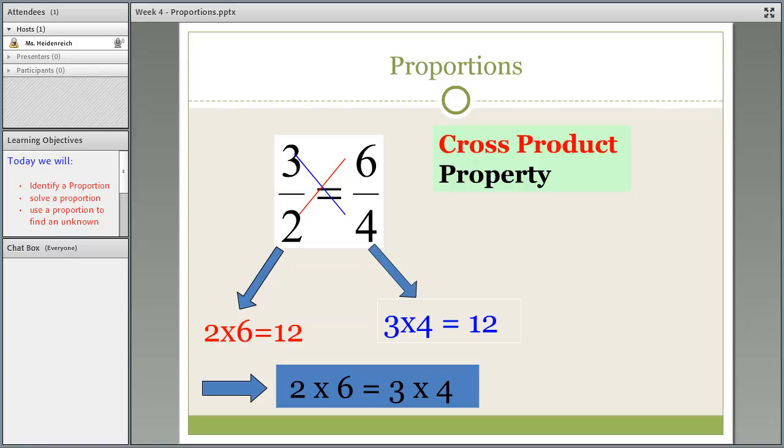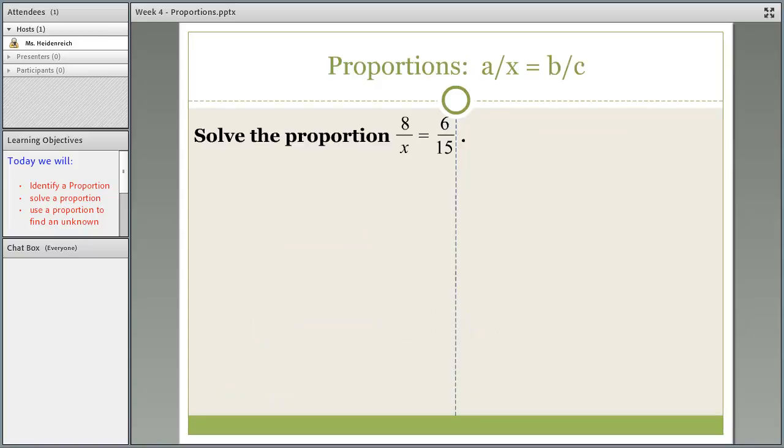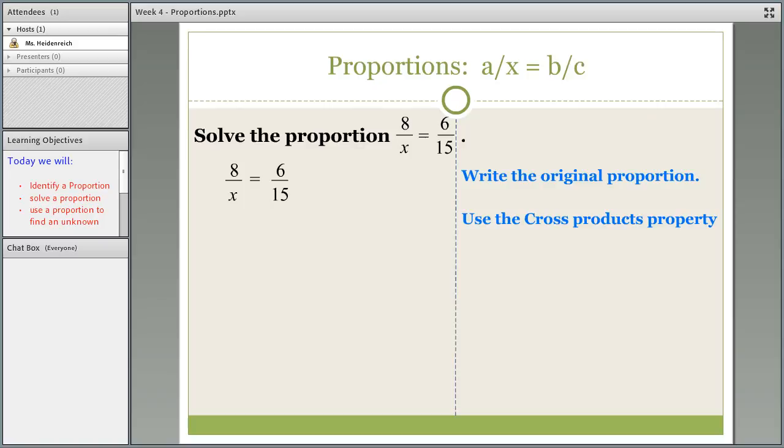Now, you can use this idea to help you solve proportions which have variables in them. So if you need to figure out what number the variable should be, you can use the cross product property, or you can cross multiply. So I'm going to take you through an example. I always like to write the original problem down, even though I already see it. So I wrote 8 over x equals 6 over 15. And then we use the cross product property, which says to do 8 times 15 and x times 6.